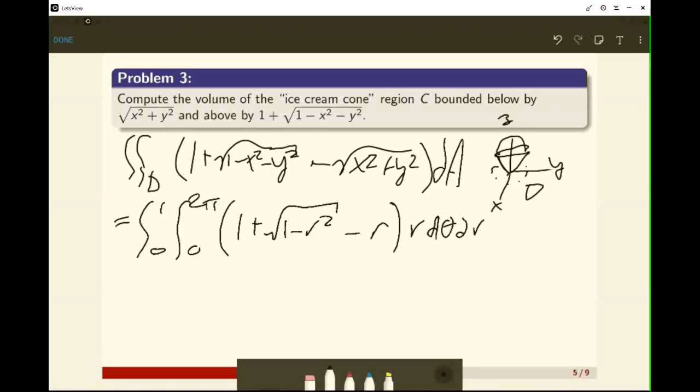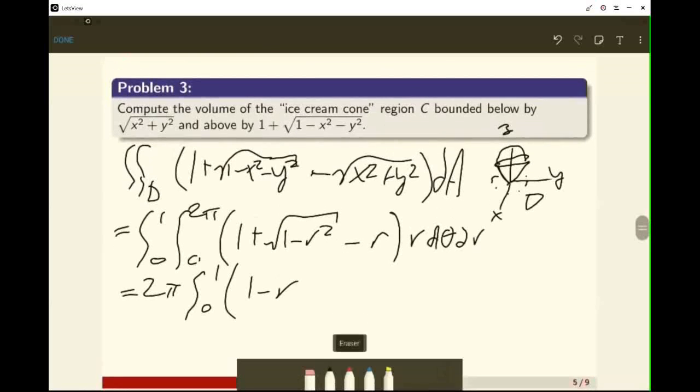And so this, we want to integrate. We don't have any dependence on theta, so that integral just treats it as a constant. We get a factor of 2 pi overall. And then I'll write this out: we then have 0 to 1 of, multiplying in this r, we get an r minus r squared plus r times the square root of 1 minus r squared, dr.